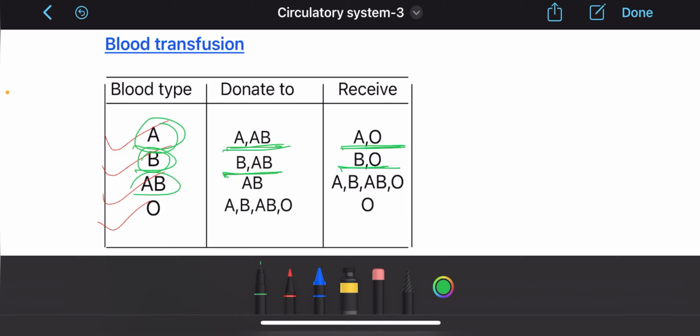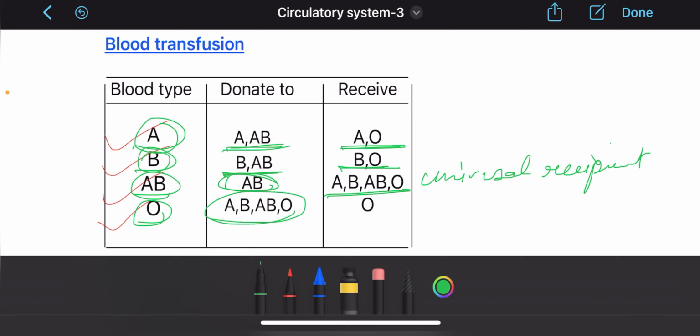The blood group AB can donate blood only to blood group AB but can receive blood from all the types of blood groups. Therefore, it is termed as universal recipient. Blood group O can donate blood to all the blood groups. Therefore, it is termed as universal donor, but can receive blood only from blood group O.